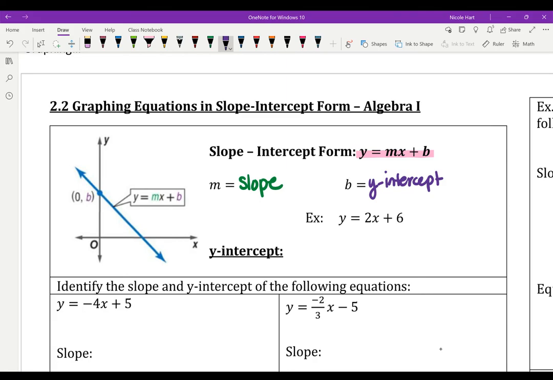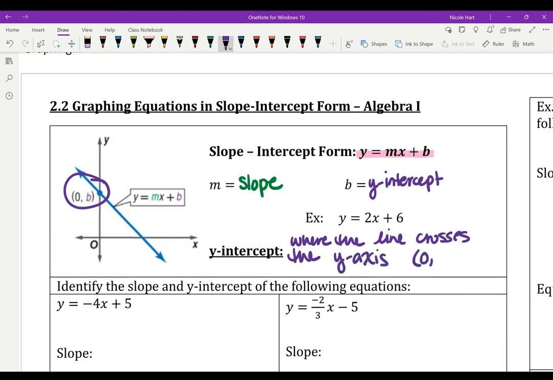If you look at the image to the left, it is where the line crosses the y-axis. And this occurs when x is equal to 0. So it's going to be 0 and a number. And that number will be our y-intercept.